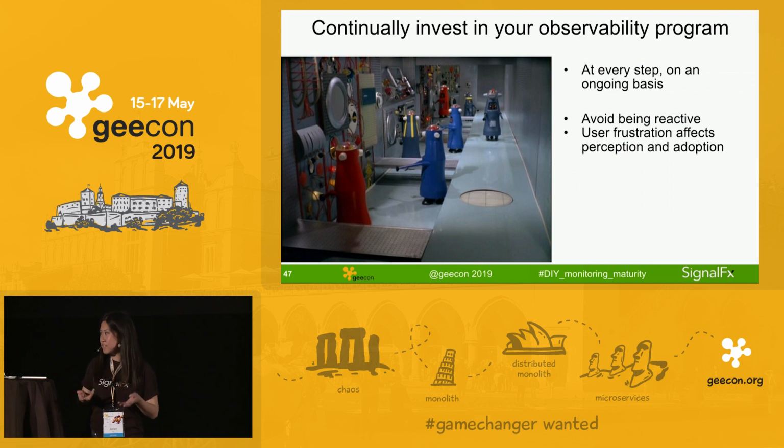So again, invest in your program. Avoid getting into the situation where you're just fighting user issues, because user frustration is going to affect how much faith they have in your system. How willing are they to adopt it and continue using it? And ultimately, that affects the long-term success of your observability system.